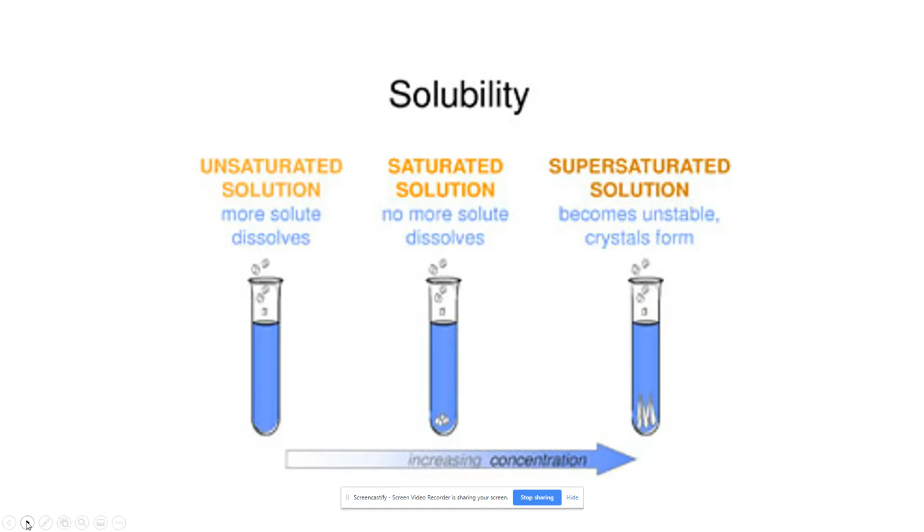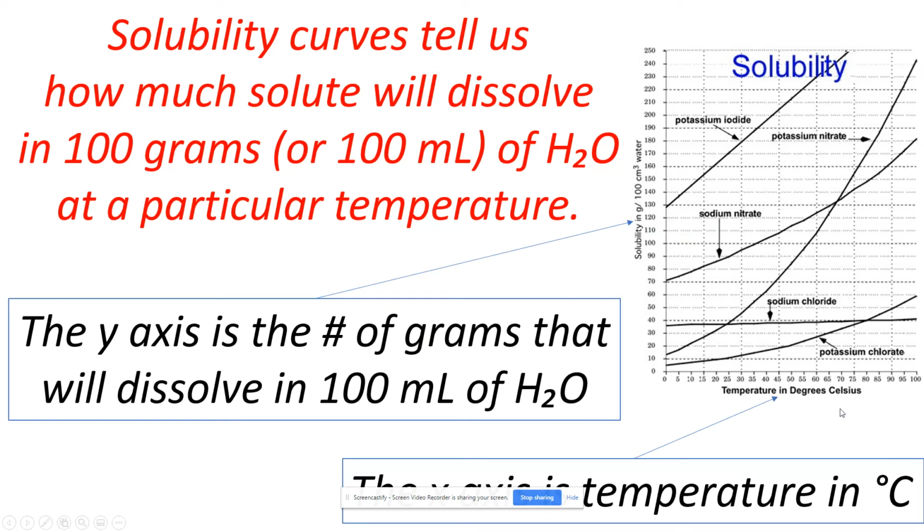Now let's look at some solubility problems. Solubility curves, like this one, are the kind of thing that you use to understand how different substances are soluble and under what temperature situations they are soluble. So they tell how much solute will dissolve, and specifically if you look at the y-axis, this is in a particular amount of water. In this case, it is 100 grams, 100 centimeters, or 100 milliliters of water that's listed on the y-axis.